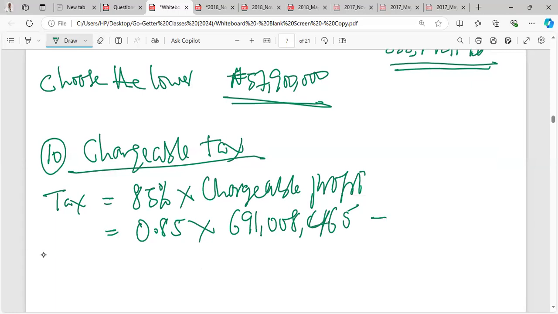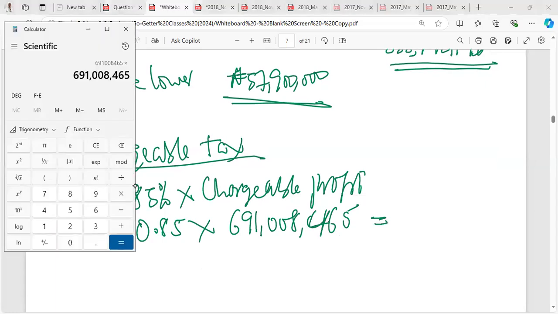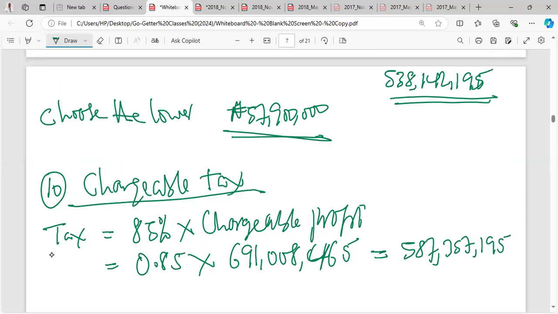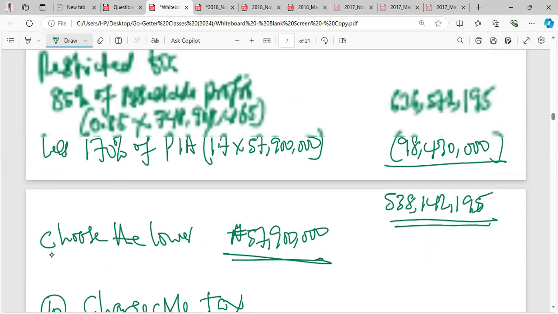All right, which is equal to, multiply this by 0.85. That will give me 587,357,195. So we'll take it down. Take it up now.